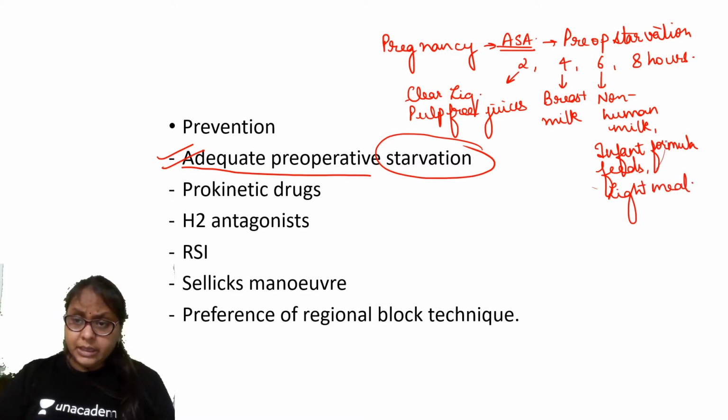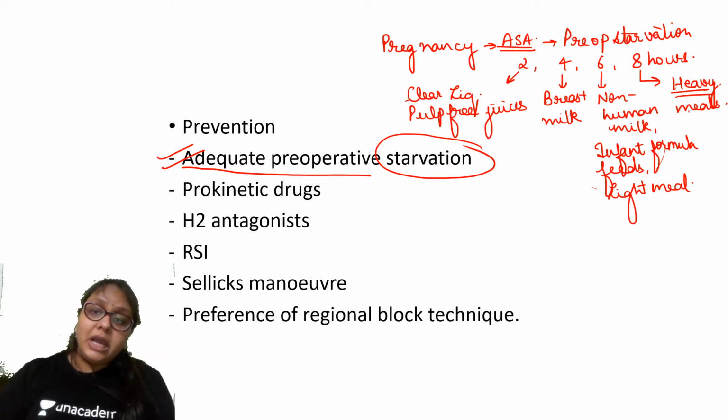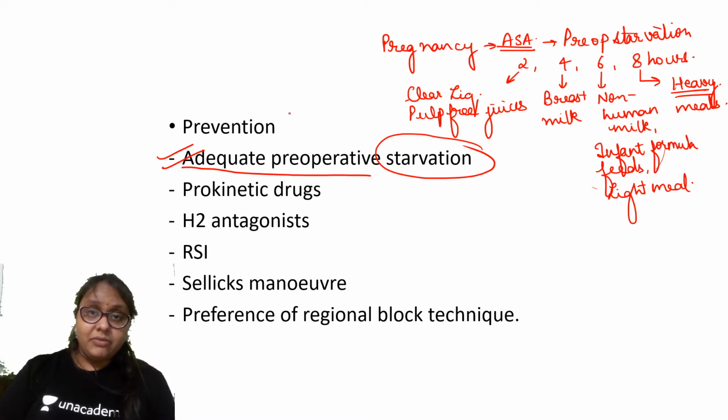For that you need 6 hours of fasting. And a heavy meal, solid food, which has fried food or non-veg, needs at least 8 hours of pre-operative starvation. So to prevent the aspiration of the gastric contents, the pre-operative starvation for elective procedures is very, very necessary.